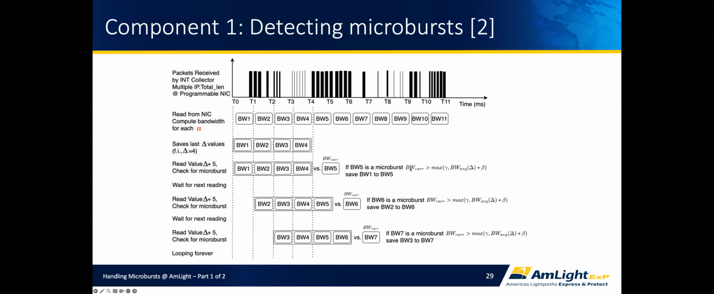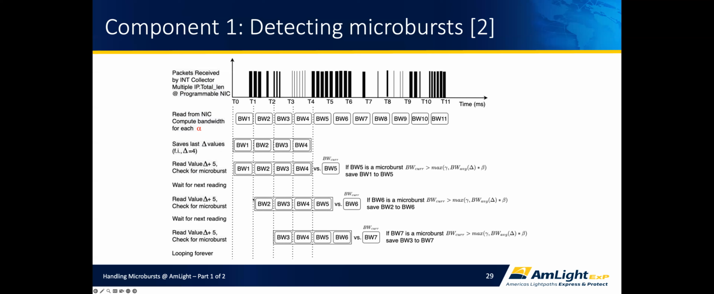If there's a pattern change between BW5 and the last 4 before BW5, then we save it to the database. Then we wait for the next reading, which is alpha, in this case 20 milliseconds. Then we do it again.